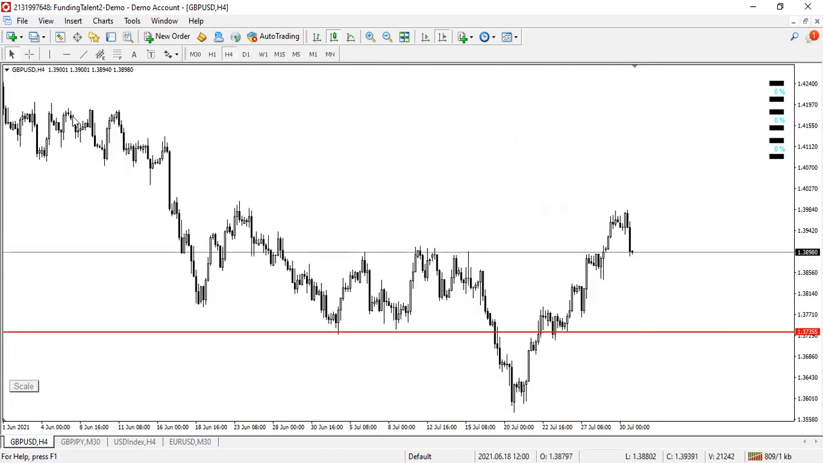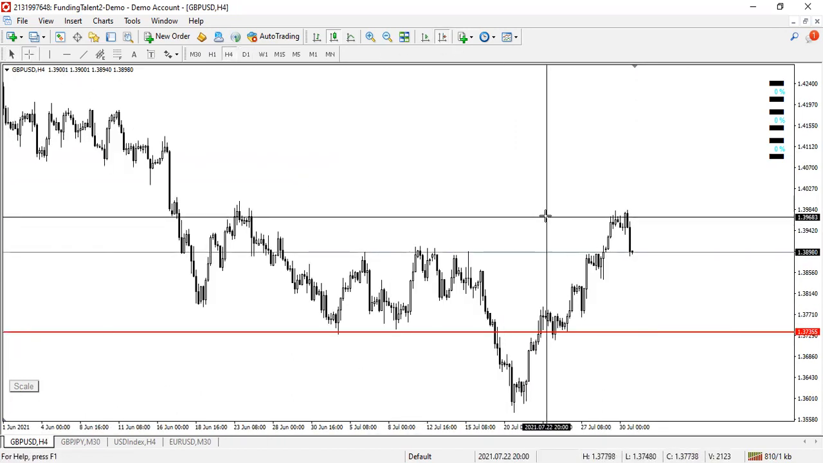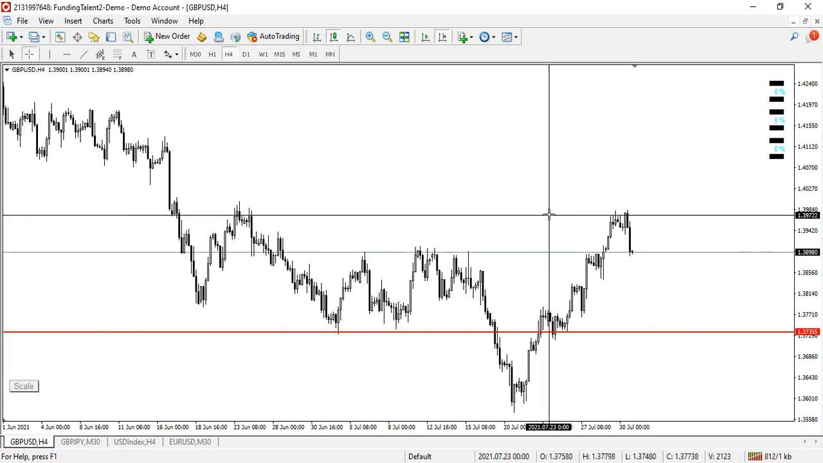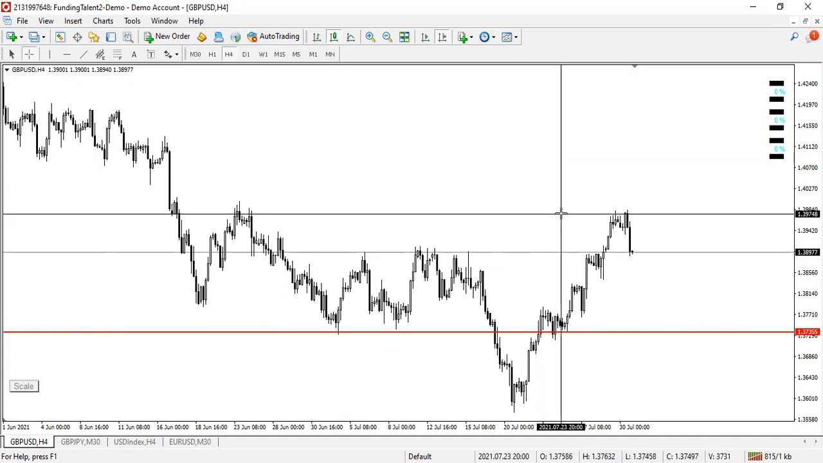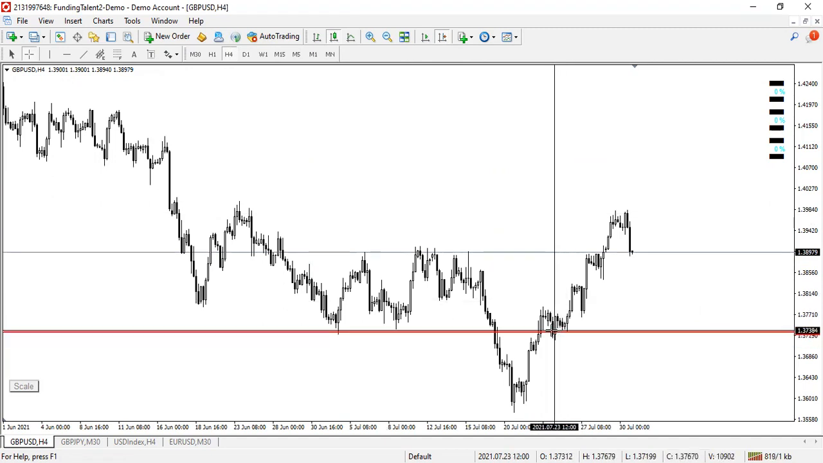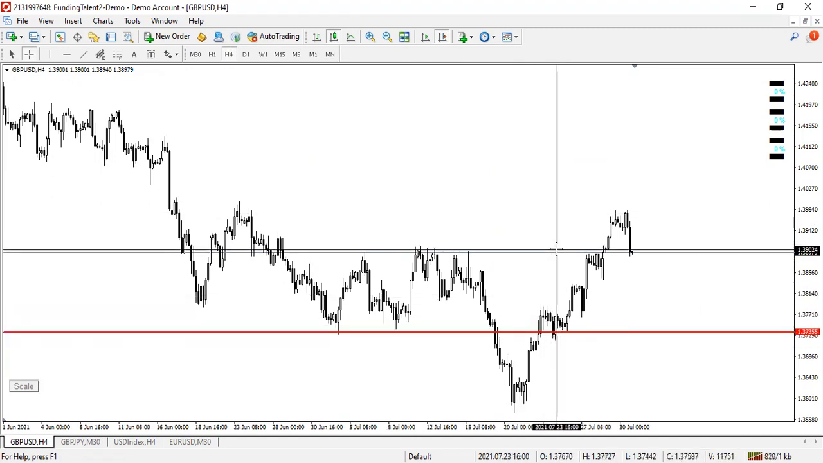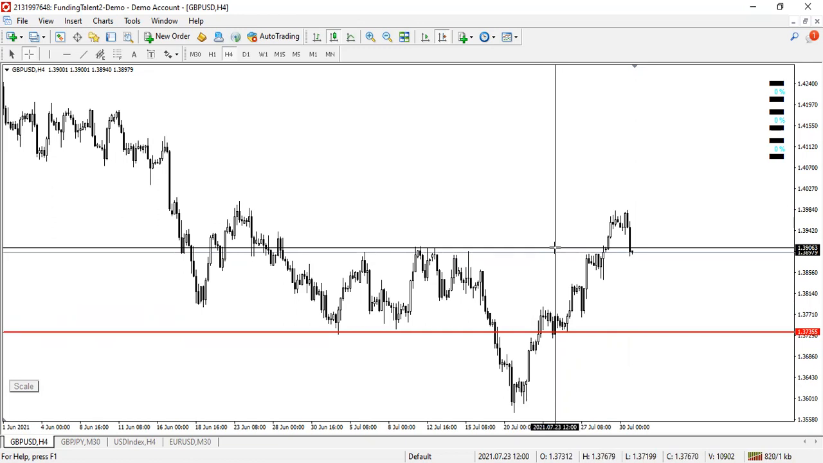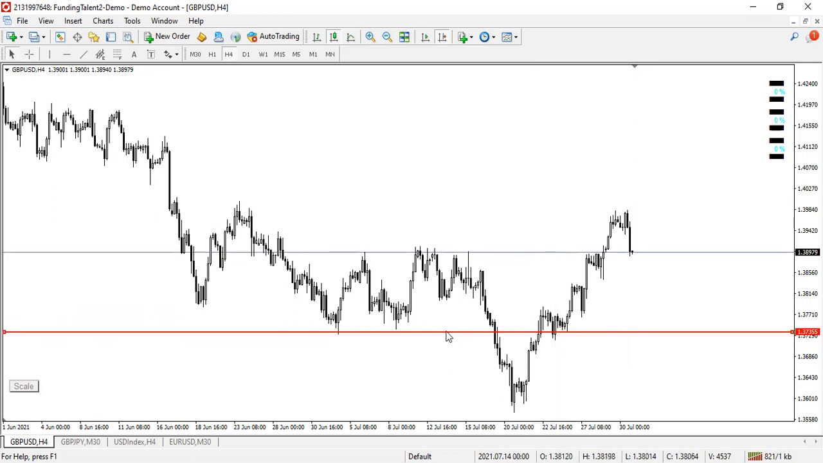And then H4. What is H4 showing me? This is the 23rd. So this is a clear pullback into this zone, and I would adjust the zone a little bit. Yes, there we go. So that's it.